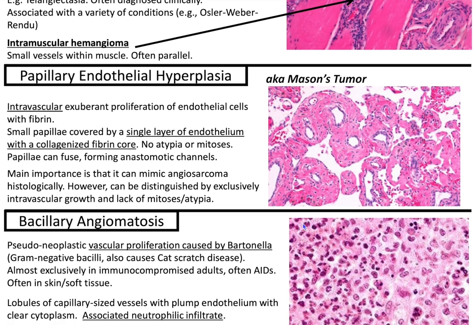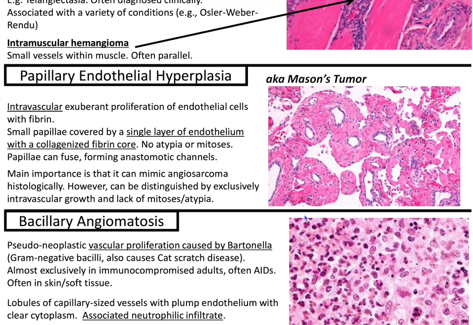Okay, Masson's tumor or papillary endothelial hyperplasia. I've gotten a lot of these during my sign-outs during Search Path, and they can look a little bit freaky or bizarre. It'll be intravascular with exuberant proliferation of endothelial cells with fibrin. You'll see small papillae covered by a single layer of endothelium with a collagenized fibrin core. There won't be atypia or mitoses.